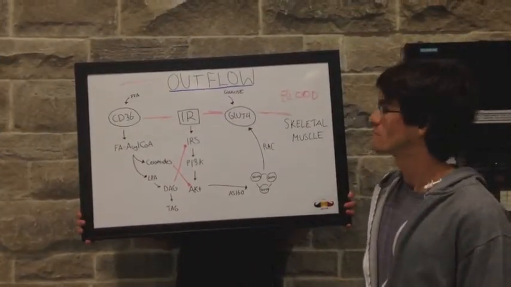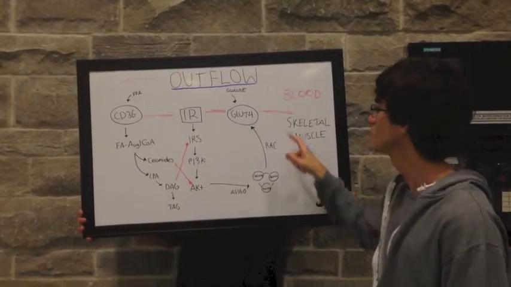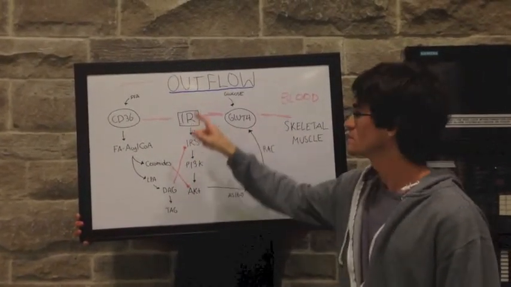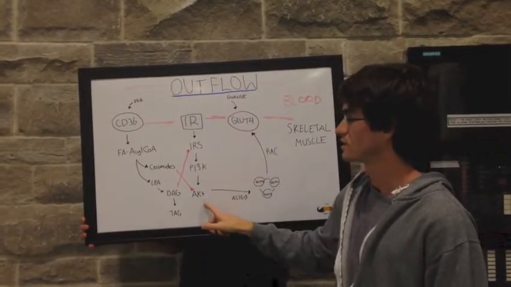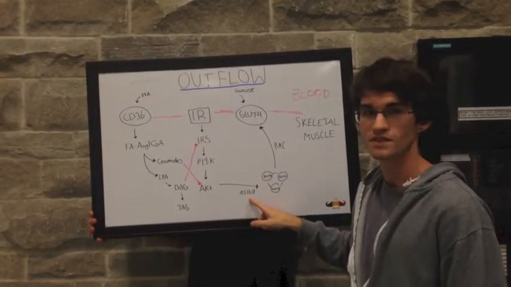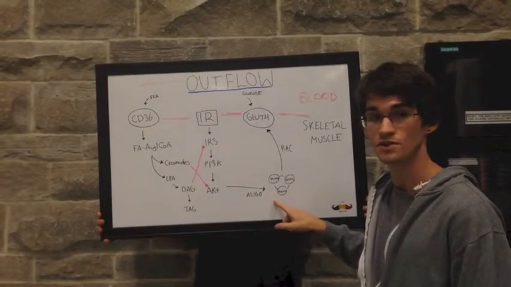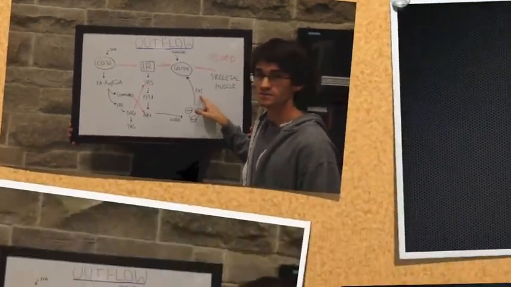To understand the outflow of blood glucose, we have to understand how glucose is transported into the skeletal muscle via GLUT4. So insulin will bind to the insulin receptor and activate this pathway to eventually activate AKT. AKT will remove AS160 from the GLUT4 storage vesicle, which will then be translocated to the membrane via RAC.